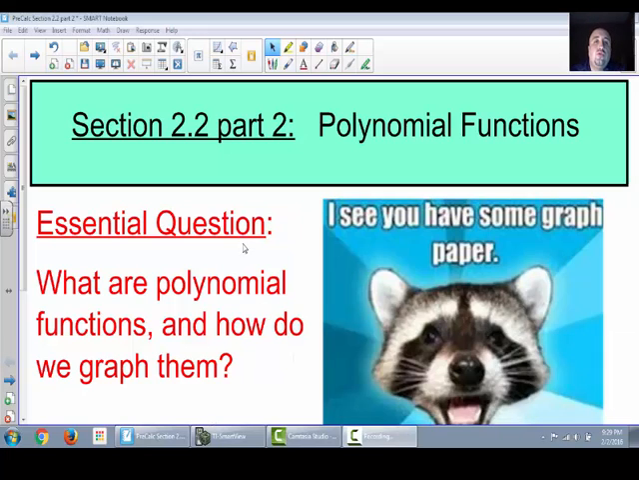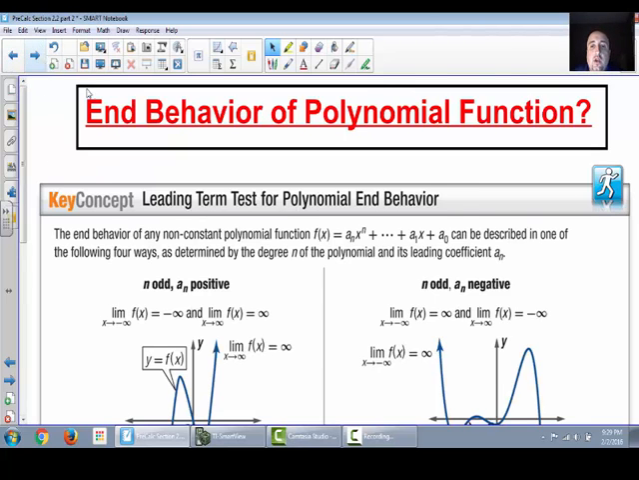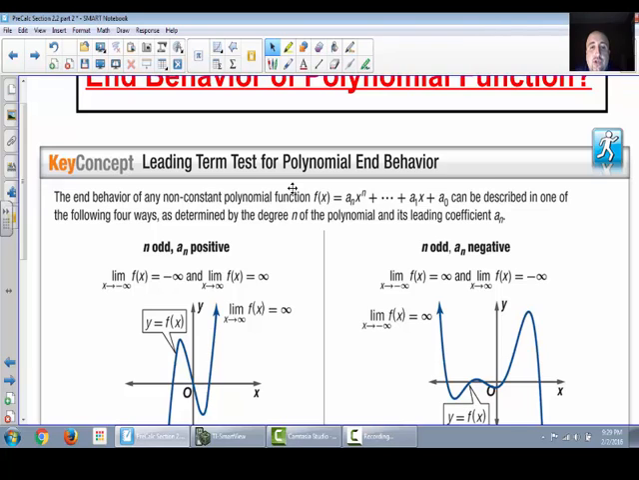All right, welcome to section 2.2 part 2. We're still talking about polynomial functions, and today we're actually going to learn how to graph polynomial functions. We're going to take what we learned in part 1 and apply it to the graphs. So let's not forget about the leading term test.